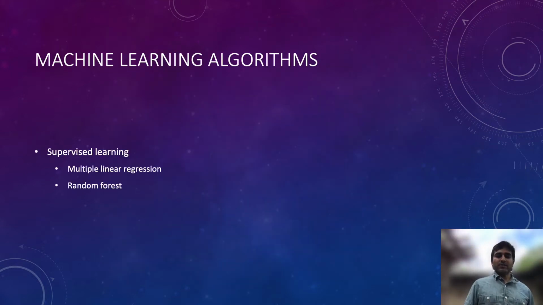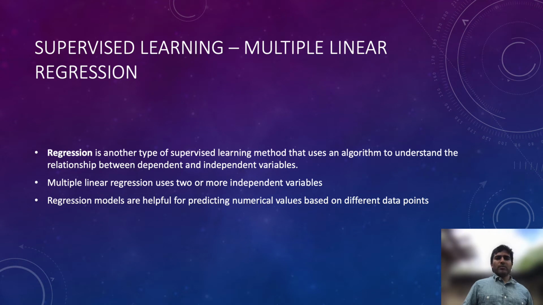Okay, so now that we have the data set normalized and shaped, let's get into the actual machine learning. So for this presentation, I use supervised learning and two forms of it: multiple linear regression and random forest. So for my regressions, I use multiple linear regression. We have multiple independent variables corresponding to one dependent variable. Our dependent variable in this case is VDOT.